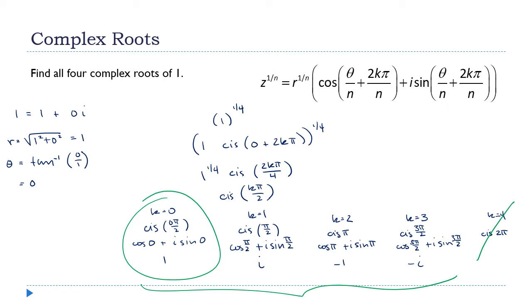In fact, when I'm doing this, I don't really worry so much about seeing that 2 pi gives me the same numbers as 0. I know I'm expecting 4 answers. So I'm going to do 4 values of k, 4 consecutive values of k, and that should give me everything.